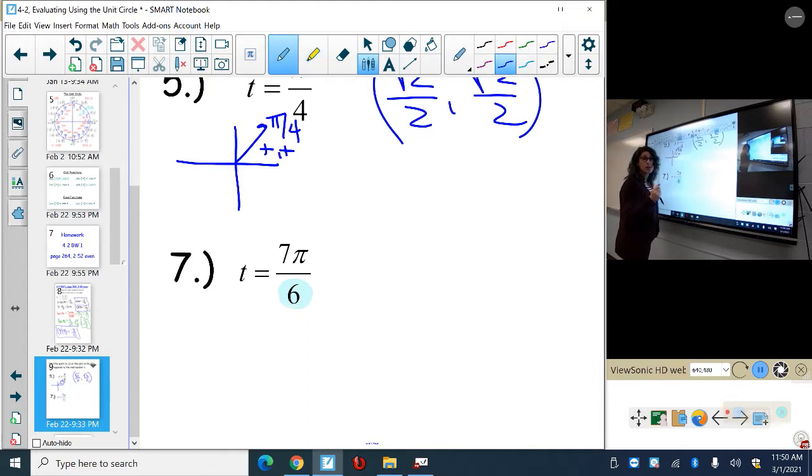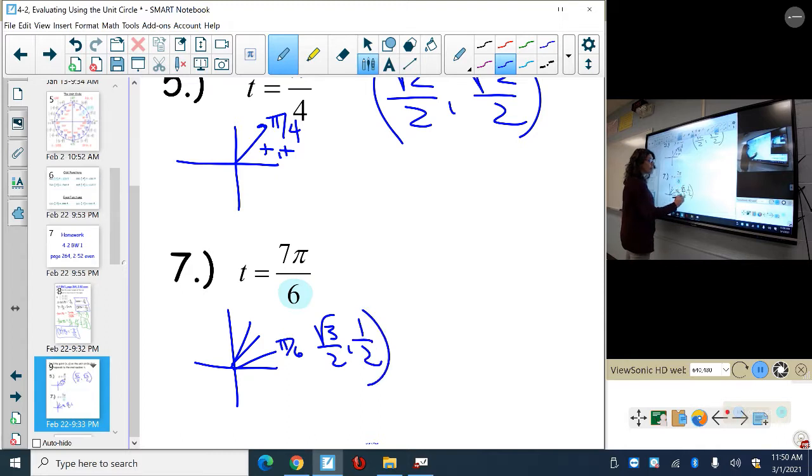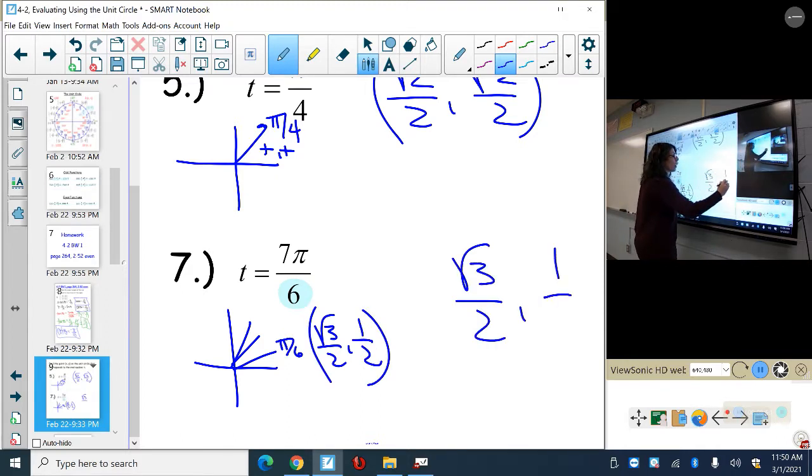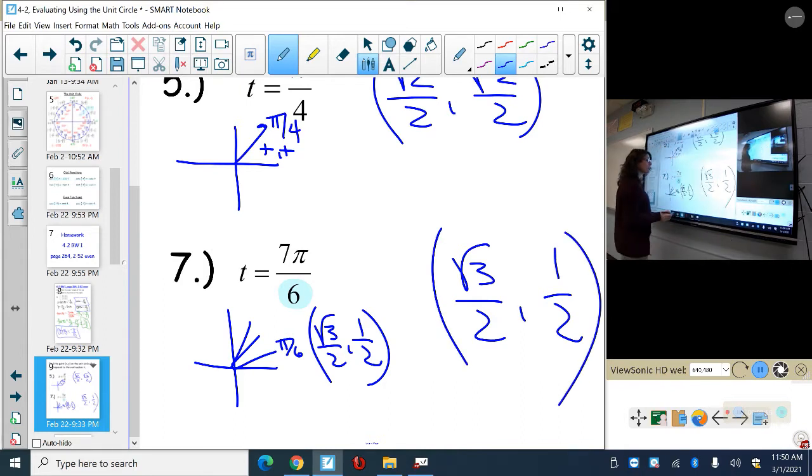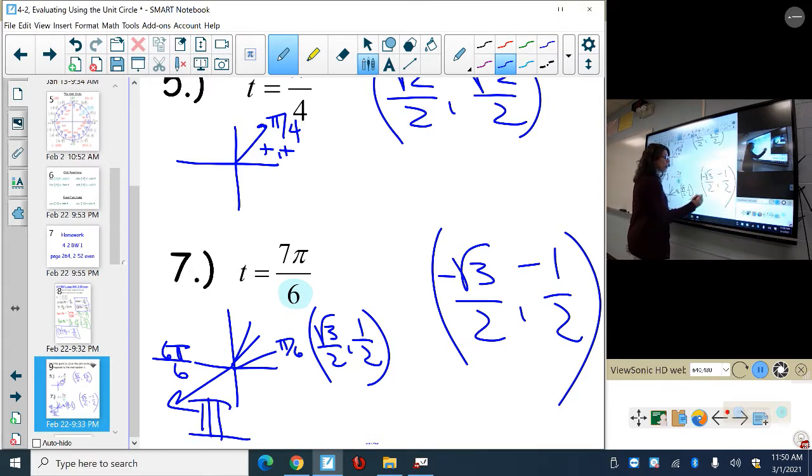Well, 7pi/6 has a denominator of 6. Immediately, your brain should be saying, okay, if I'm in my first quadrant, denominator of 6 is right here, so that's the square root of 3/2, 1/2. But that is the ordered pair that it corresponds with, but I have to now determine what quadrant I'm in. Well, here's 6pi/6. How do I know that? Because it's denominator 6. So that means 7pi/6 is in my third quadrant, which means they both are negative.